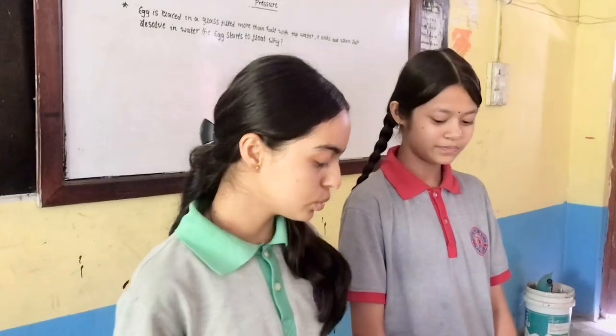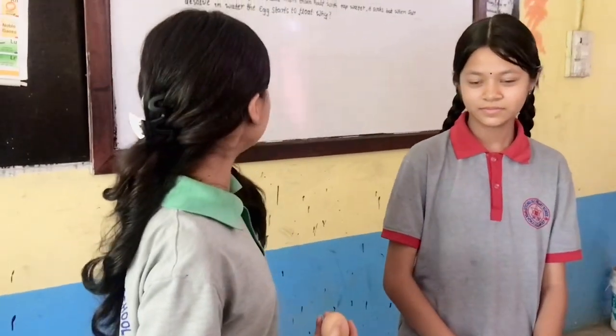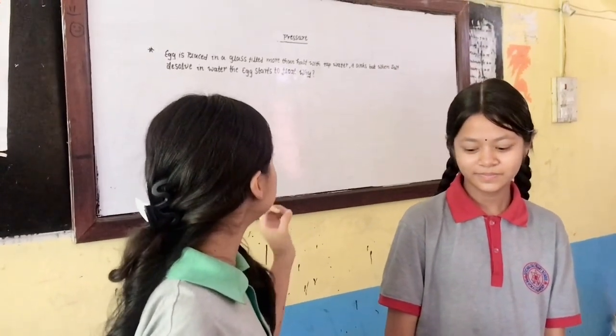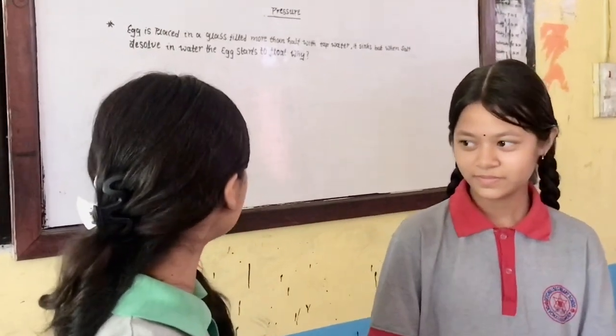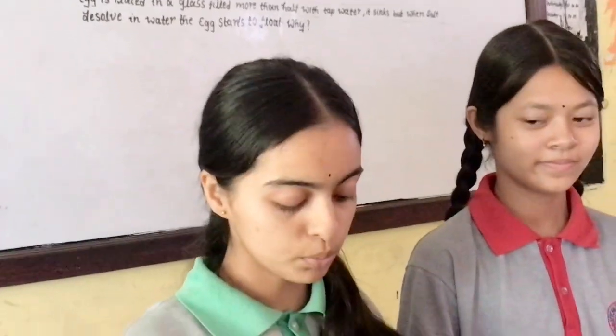Now we are going to do the experiment based on pressure unit, and the question is: an egg is placed in a glass filled more than half with tap water. It sinks, but when salt is dissolved in the water, the egg starts to float. Why? So I am going to do the experiment.